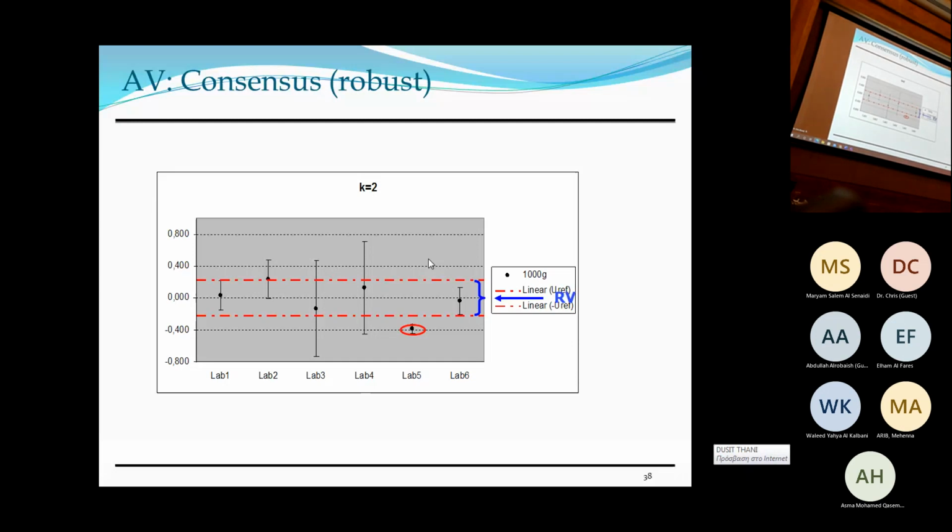But why is this excluded here? This is the point that I wanted to make. Why is this point not drawing the reference value to it? Because this is a robust estimator, and that's what the robust estimator does. It's not influenced by outliers. So it doesn't look at it at all.